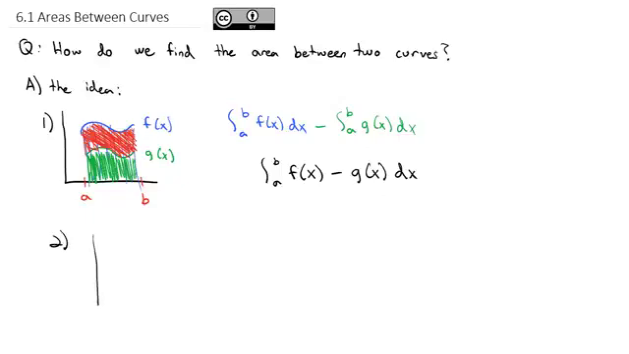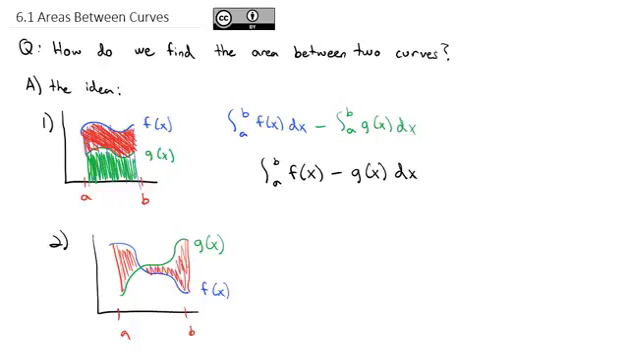For number 2 here, though, just to give a little bit of a special case here, let's say my f of x is decreasing and my g of x is increasing. But we still want the area from a to b. We still want the area between these two curves. What happens here, though, is they cross. The two curves cross at some middle point. I'll call that middle point c.